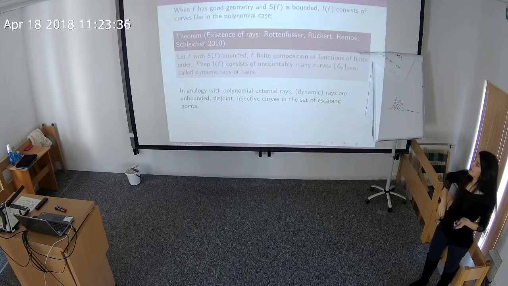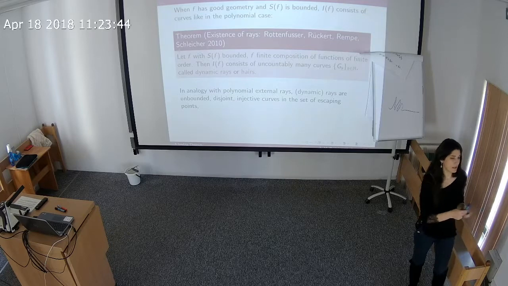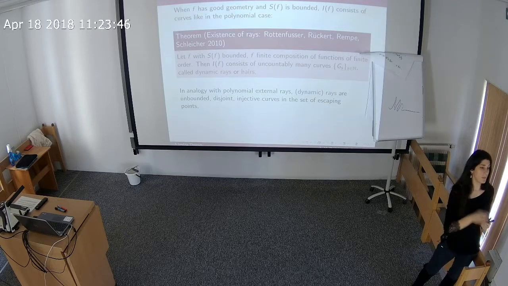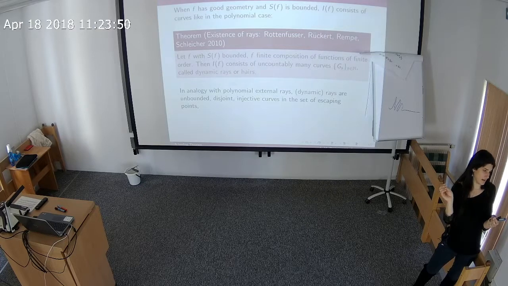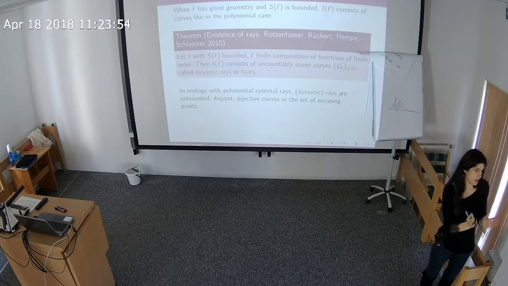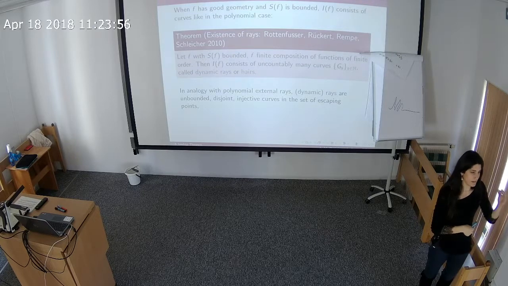No, the very first one, I of f consists of curves, like in the polynomial case. What does that mean? It means that for each point in the escaping set, you can find a curve joining this point to infinity. So it consists of curves like in the polynomial case, in the sense that every escaping point is on a curve consisting of escaping points.